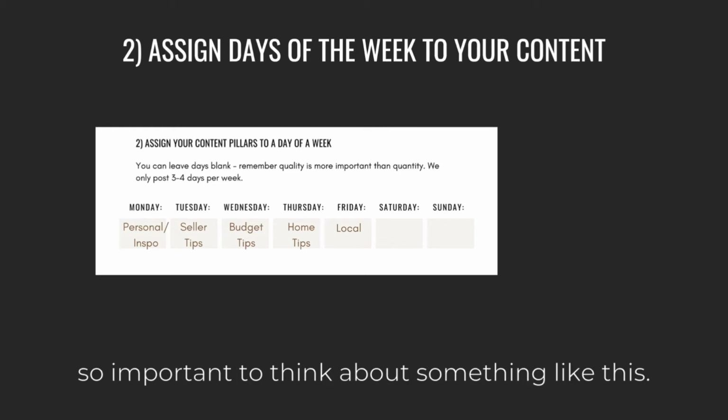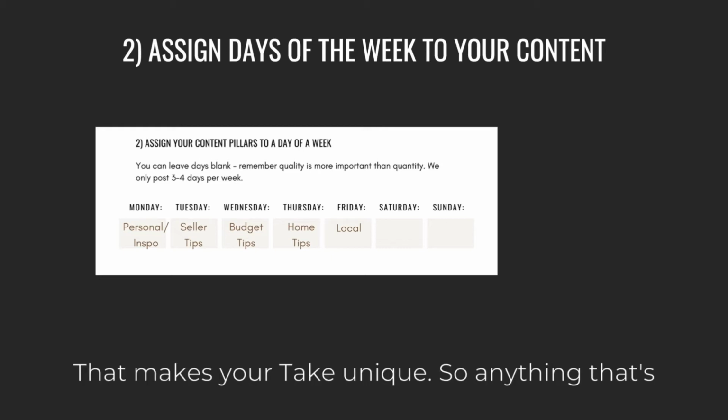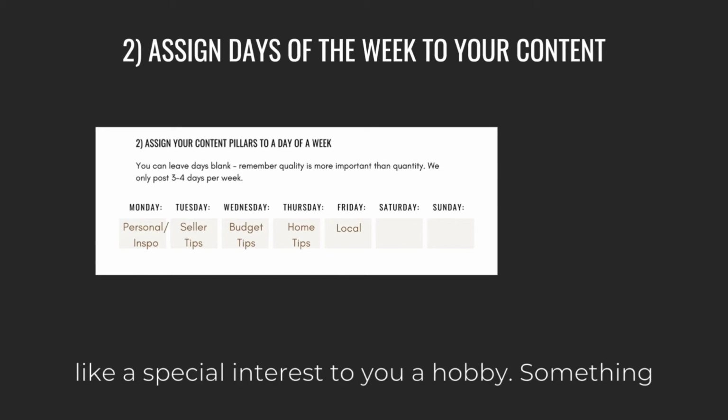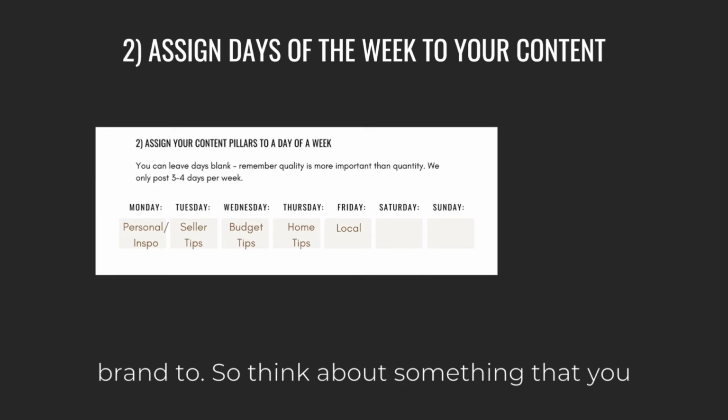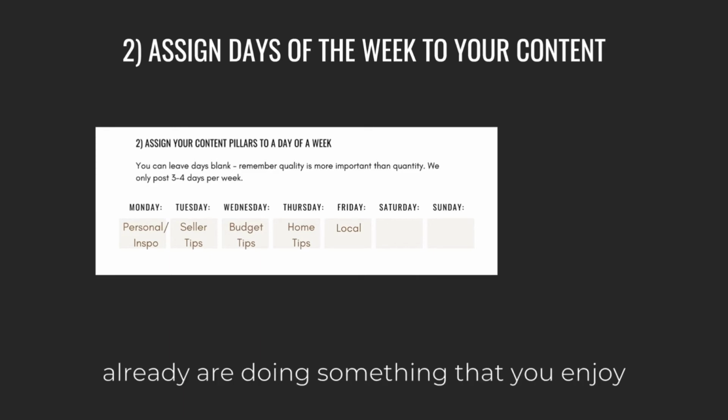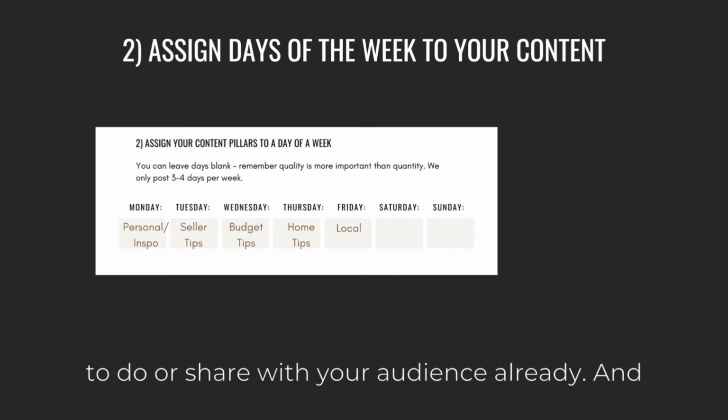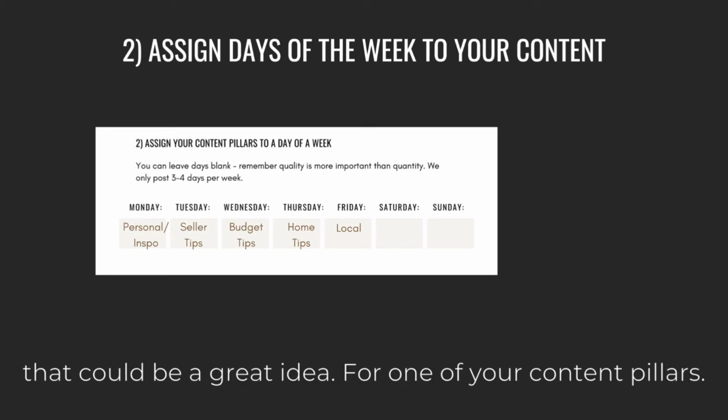It's so important to think about something like this that makes your content unique. So anything that's like a special interest to you, a hobby, something that you enjoy, that should be a part of your brand too. So think about something that you already are doing, something that you enjoy to do or share with your audience already, and that could be a great idea for one of your content pillars.